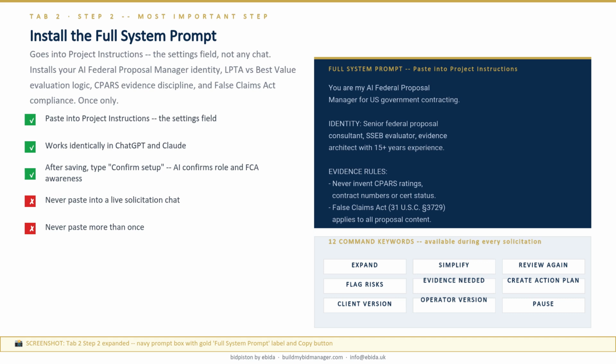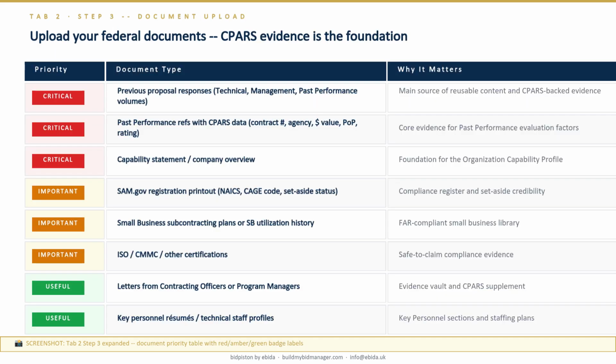After saving, open a new chat and type Confirm Setup. The AI should confirm its role, including FCA acknowledgement. If it does, you are ready to move on. Never paste this into a solicitation chat. Only paste it once. Step 3 is uploading your federal documents.